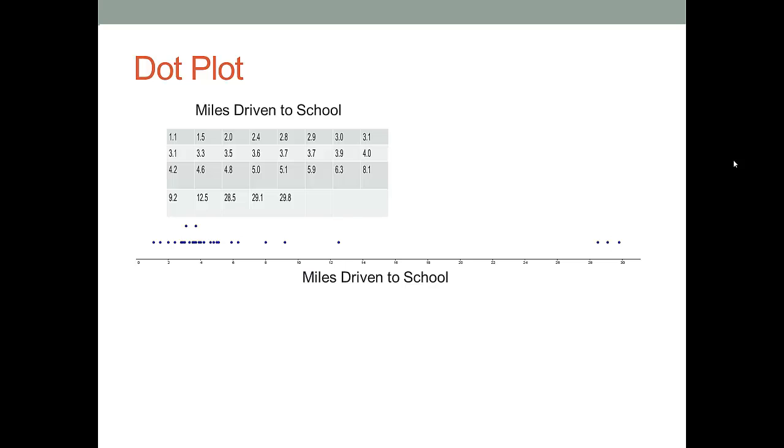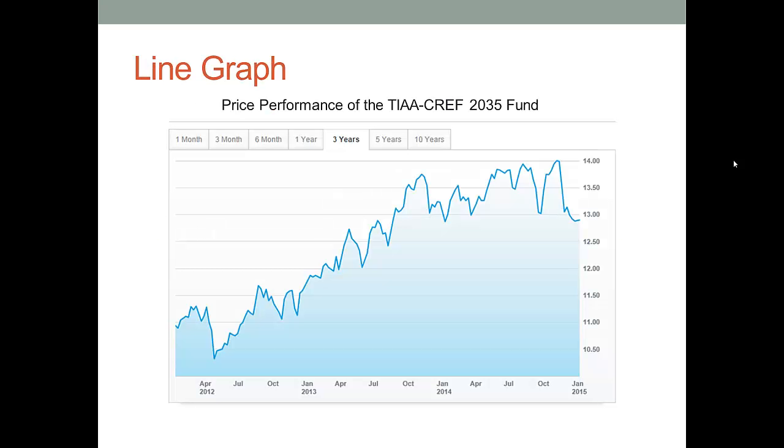A dot plot simply puts a dot for each data value along an x-axis. If there's repetition, we stack the dots. This data only had two values, 3.1 and 3.7, that repeated, so we only have those two dots on the second line.